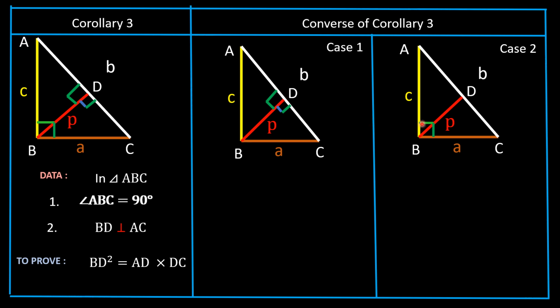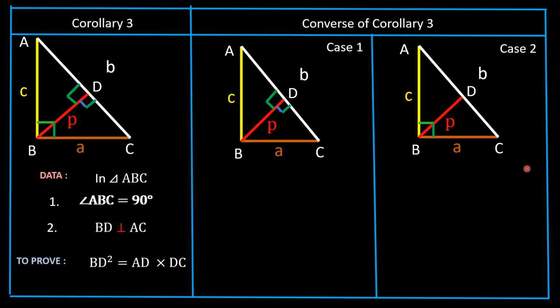In case number 2, angle ABC is given as 90 and BD is drawn to AC such that BD square is equal to AD into DC. So we need to show that these two angles are 90. Therefore, we have not shown them in the figure, and hence case 2.